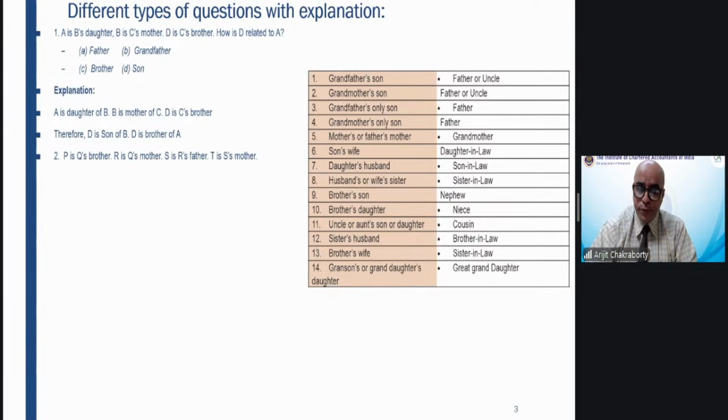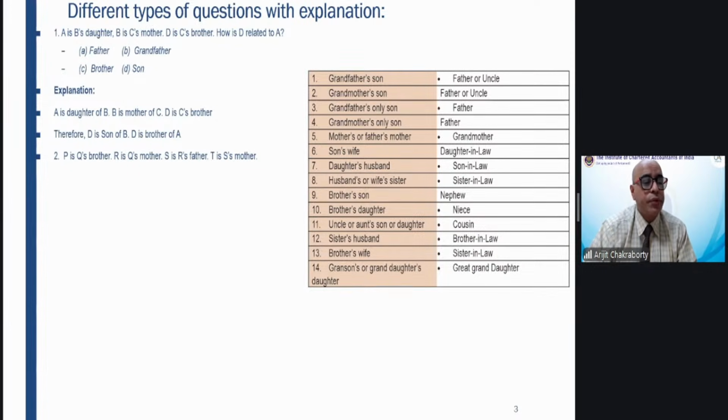So now we have P and Q. Above them, we are having R. That is, R is Q's mother. And above R, we have S, because S is R's father. Since S is R's father, that means S is male. And we have R is Q's mother, so R is female.